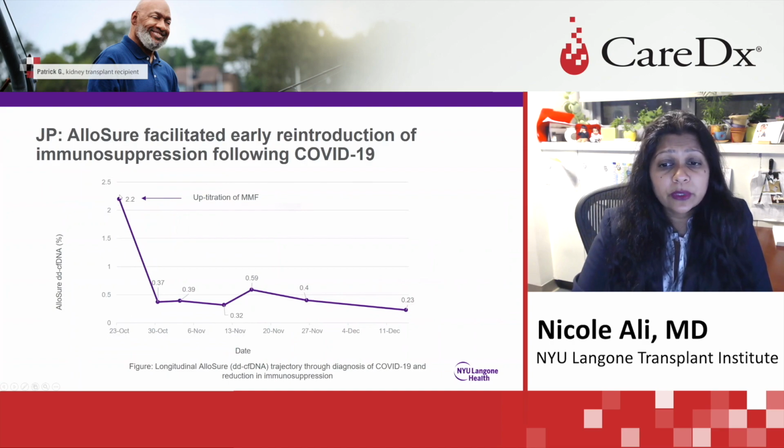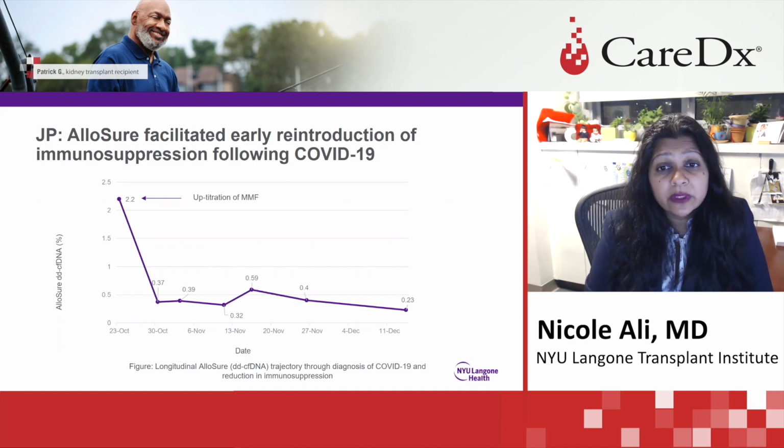His AlloSure, after he was discharged from the hospital, was already up at 2.2. That was the AlloSure on the day of discharge. So at that point, we were very concerned that with just maybe about a week and a half of giving him less immunosuppression, we had a pretty high AlloSure that we were starting off with.